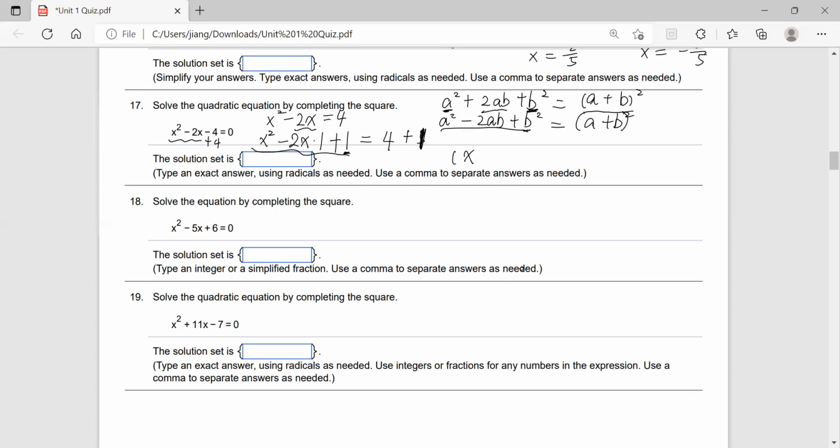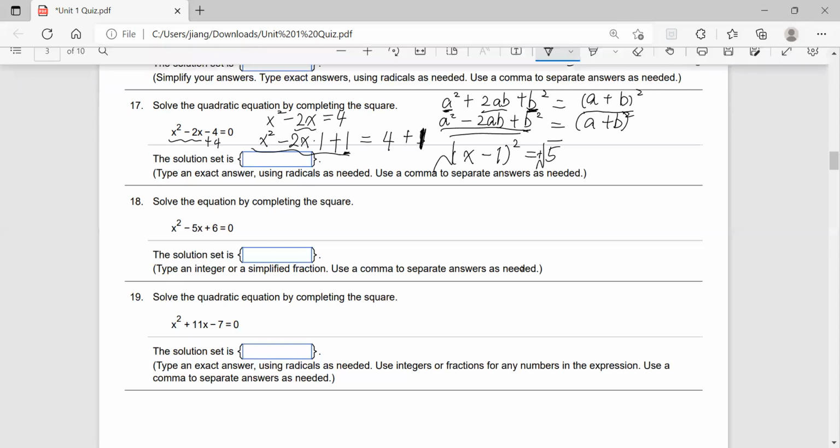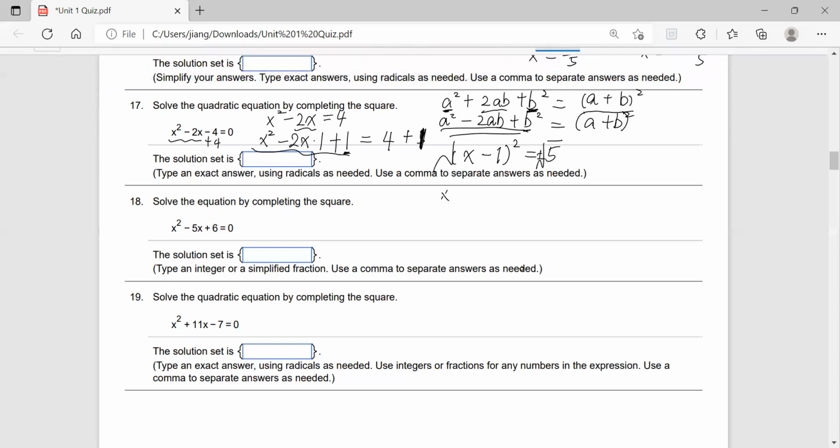So (x minus 1) squared equals 5. And then take the square root of both sides. I get positive or negative square root of 5. So x minus 1 equals positive or negative square root of 5. And then x equals 1 plus or minus square root of 5. Next one is the same: solve the quadratic equation by completing the square.